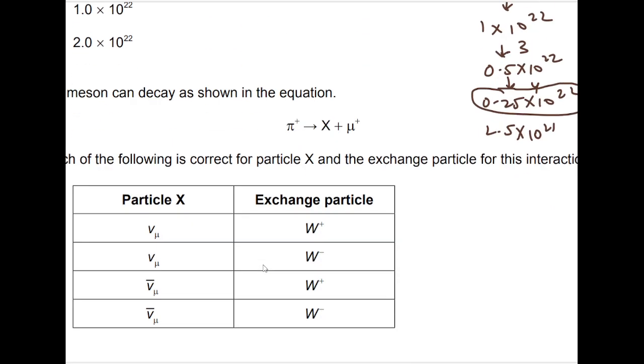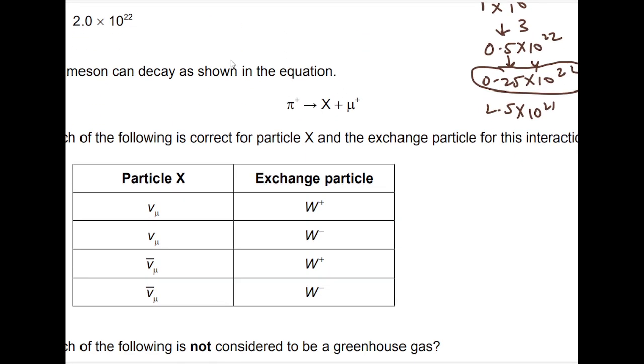Question number 20. So we have a pi meson that can decay as shown in the equation. This is a meson and this is clearly an anti-lepton. If I apply conservation of lepton number, this will be 0. Meson doesn't have any lepton number, and this has to be -1, and if this is -1, this has to be +1 in order to make it 0. So obviously it cannot be an anti-neutrino, it is either A or B.